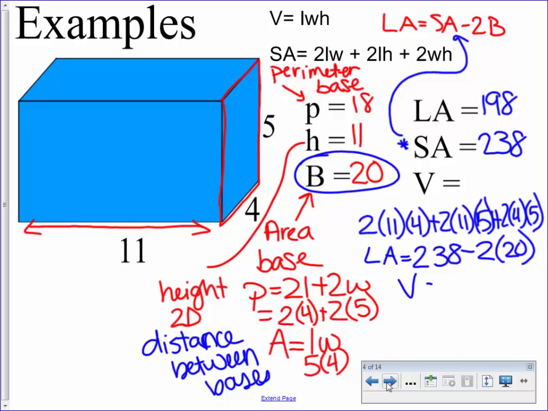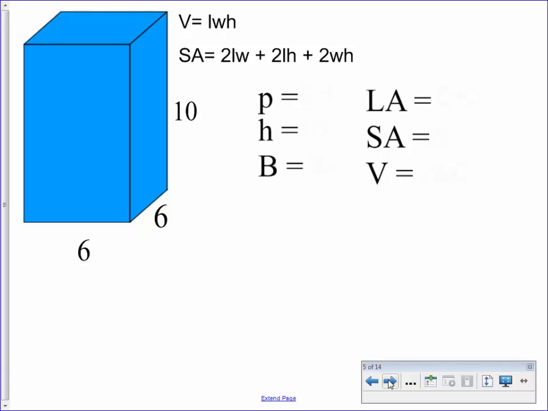Finally, volume is probably the easiest. It's length times width times height. So 11 times 4 times 5, and you will get your volume to be 220. All right, so why don't you go ahead and try this one on your own. If you notice, it is a square prism. So find your P, H, and B first, and then go ahead and do your formulas.